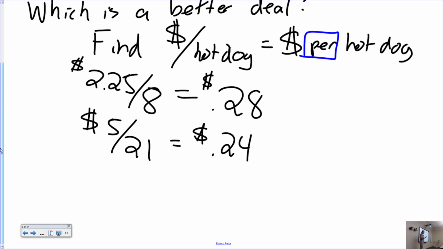All right, not bad. All right, so word problems, folks. Those are the sorts of things you got to be able to handle.